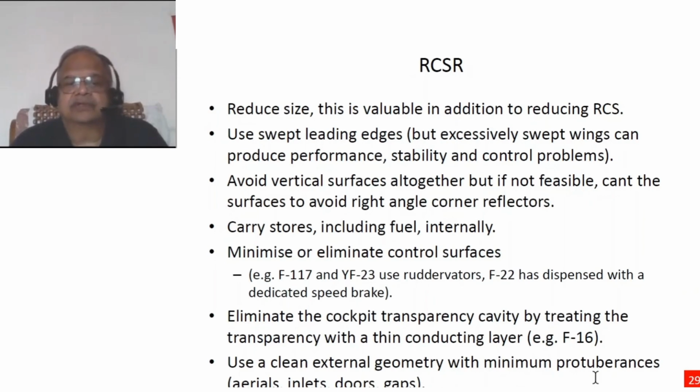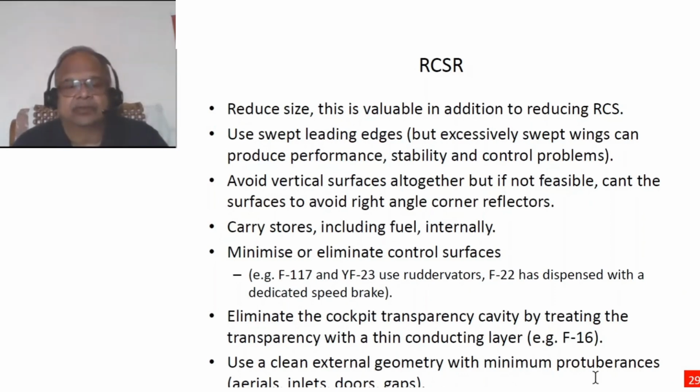Carry stores including fuel internally. You house them internally, and as and when needed, if it's a disposable store, there is a sliding door which opens out, and the store is dropped. It's a missile or a bomb. Fuel, of course, can stay inside. These aircraft rarely, if at all, carry drop tanks. That is probably avoided at any cost, so that would be a dead giveaway.